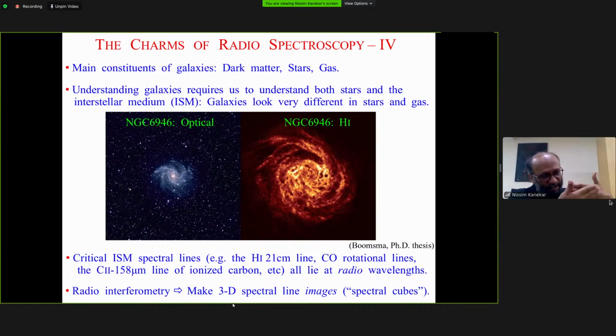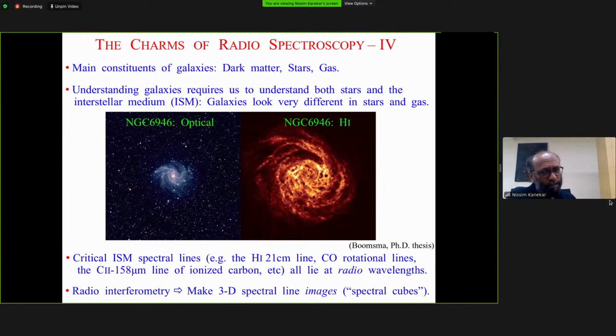I can image the region, as I've done over here in NGC 6946. I can make spectral images, spectral cubes essentially, and I can get velocity fields. I can work out the velocity distribution of the gas. And that again is special in the radio.